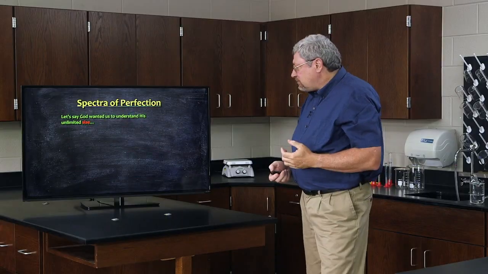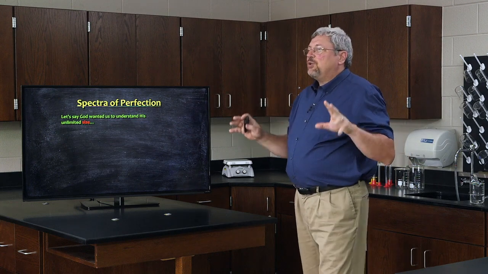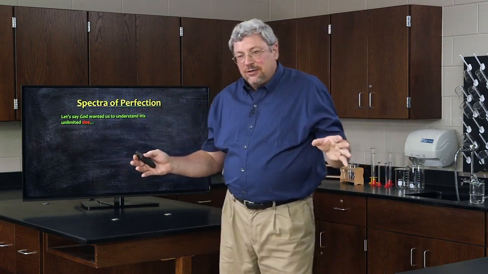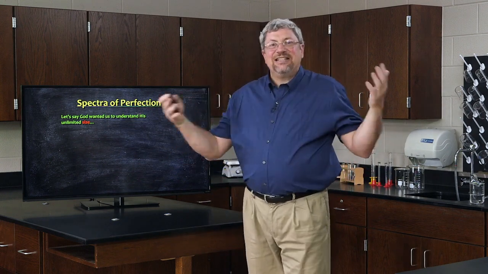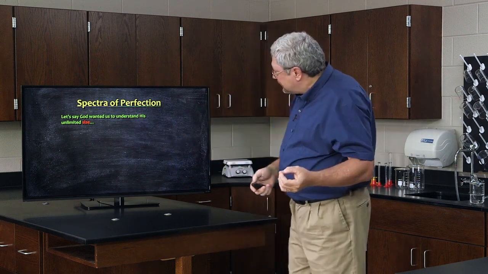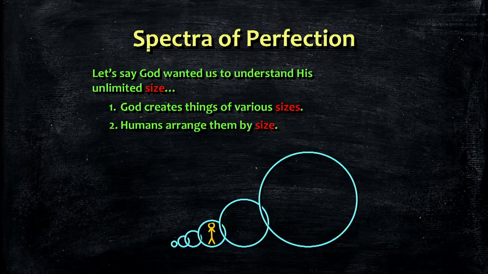And I'm going to give an example here in the case of size. Again, if God wanted to show us that He's really big, then He might do it by using a spectrum of perfection of bigness in the universe. He creates little things, and He creates big things. So He creates things of various sizes, and He scatters them all about. But He also created us with this compulsion to just automatically line things up, even though they're not in order in that way. The little things aren't over here and the big things over there. In our minds, we put them in that order.